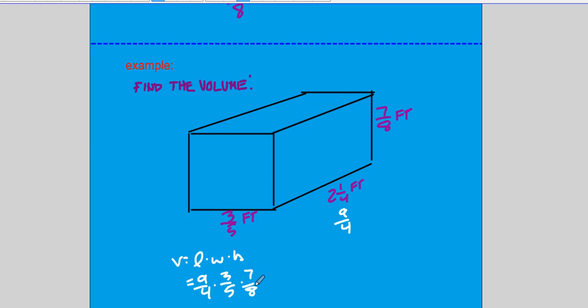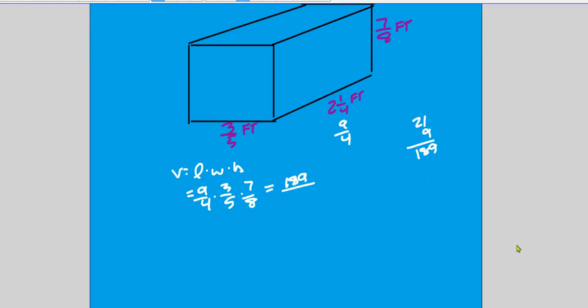There's nothing I can reduce here, so I'm just going to have to multiply this out. I could go 27 times 7, or I could go 21 times 9. I'm actually going to go 21 times 9 here. That's 189 at the top. Again, why can I do that? Because again, the order that you multiply is not important. And then this is 20 times 8. 4 times 5 is 20 times 8 is 160. So I get 189 over 160.